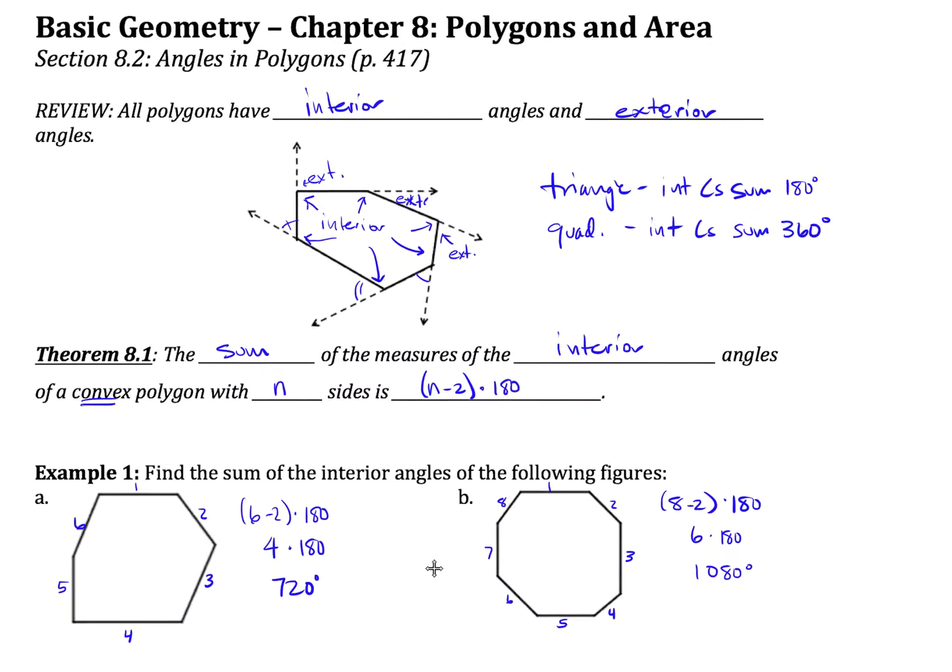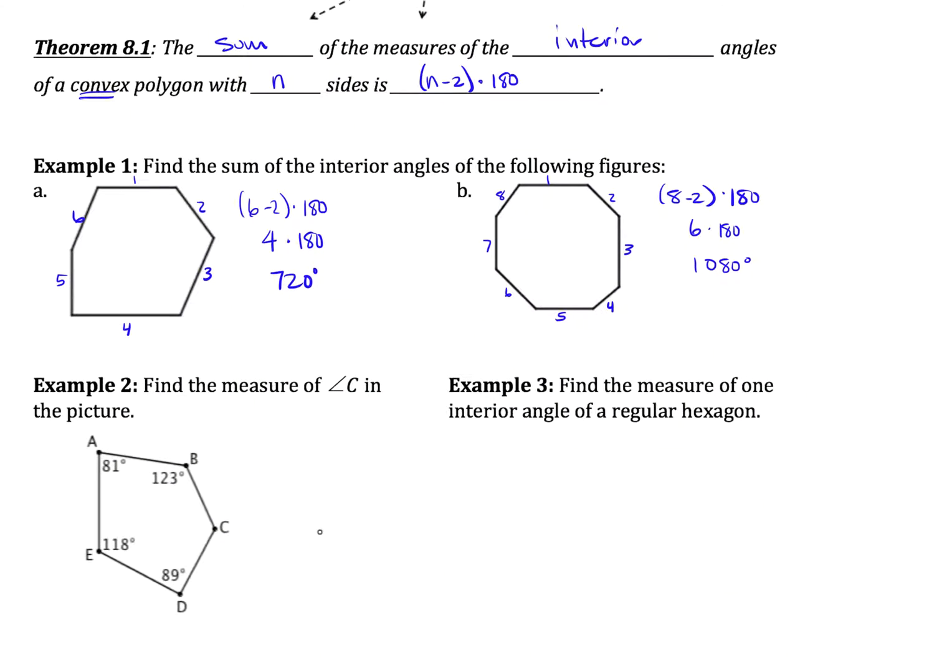Well, what if we make this just a little bit tougher? What if we look at a shape here, and this is a pentagon because it has 1, 2, 3, 4, 5 sides, and we're missing one angle.